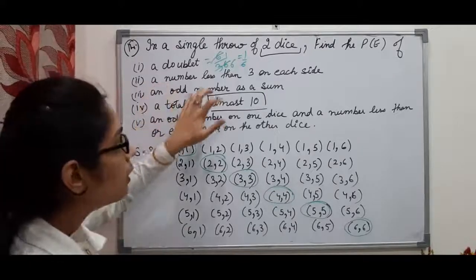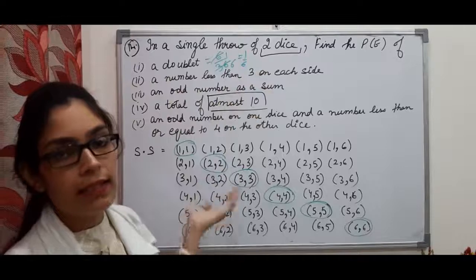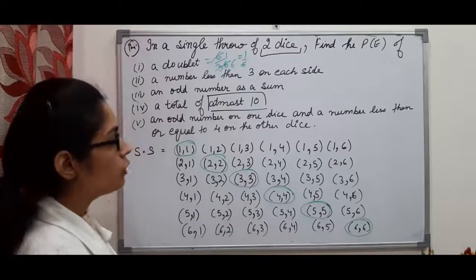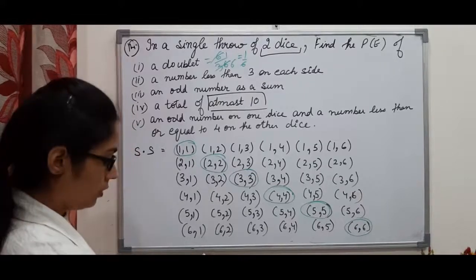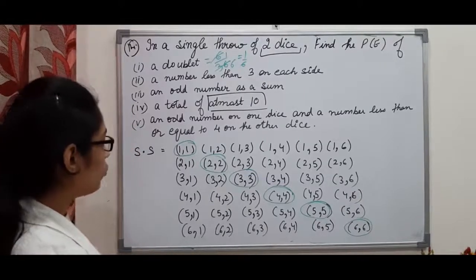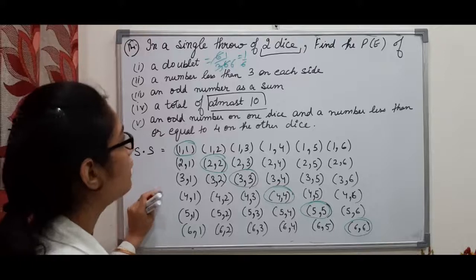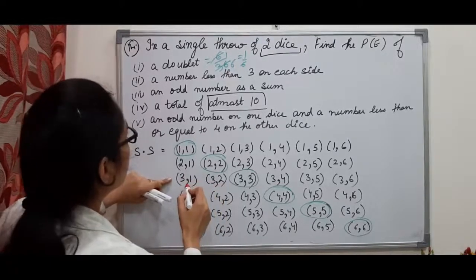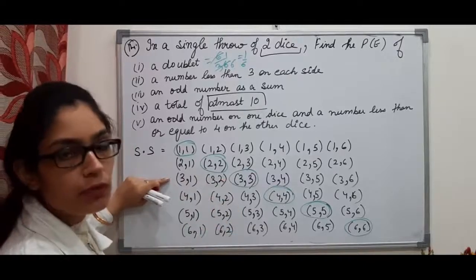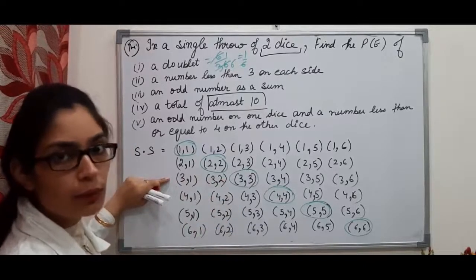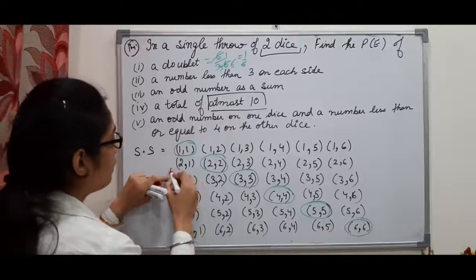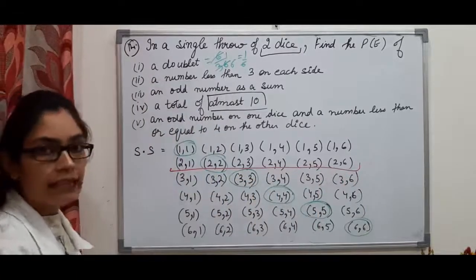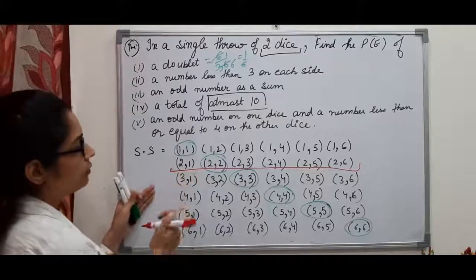It is a number less than 3 on each side. So on each side a number should be less than 3. So we have to look for a number which should be less than 3. Less than 3 means we won't choose a number which is equal to 3. So only till here we will see, because on each side they are 10. So let's find it out.